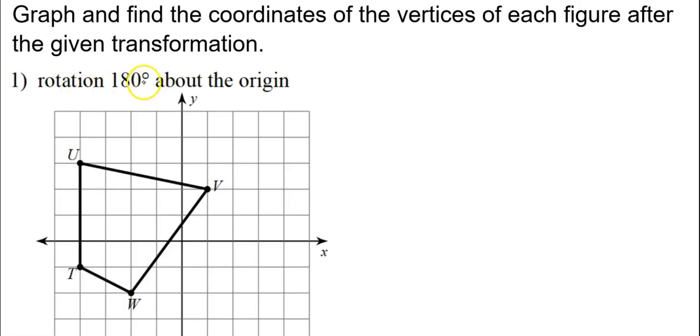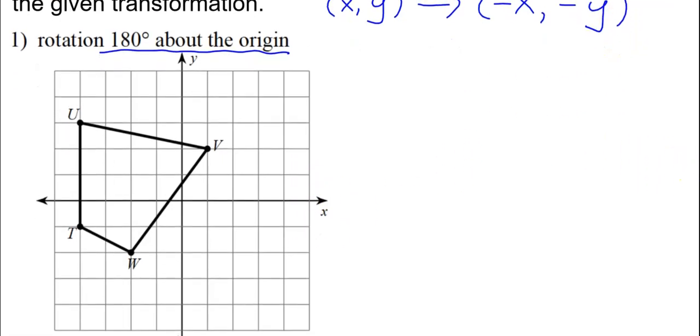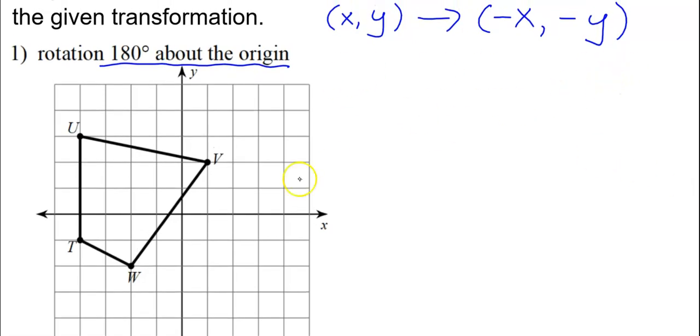Let's do a rotation of 180 degrees about the origin. So 180 degrees about the origin. That says start at any point, and we're going to change the sign on x, change the sign on y. Now, I find the easiest way is to just apply the rule.